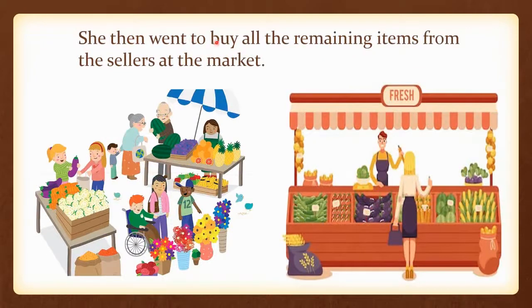She then went to buy all the remaining items from the seller at the market. Students, as you can see in the picture, mother went to buy things from the seller. Seller means the person who sells things. Now mother went to the seller and bought all the remaining things which she wanted to buy from the market.